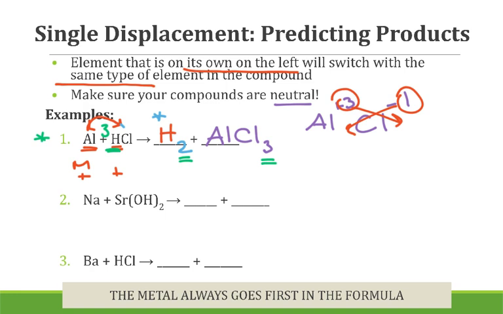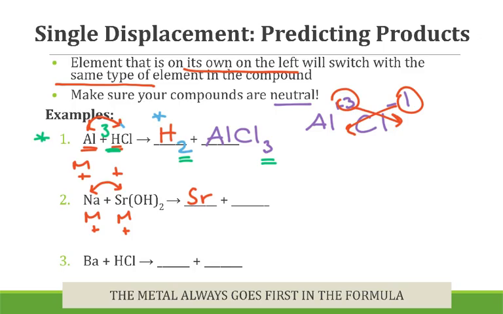Sodium plus strontium hydroxide, and what is that going to produce? Well, sodium is a metal. It has a positive charge. Strontium is also a metal. It has a positive charge. So those two are going to switch. Sodium was by itself, so now strontium is going to be by itself. Metals are not diatomic, so we don't have to worry about that for strontium.